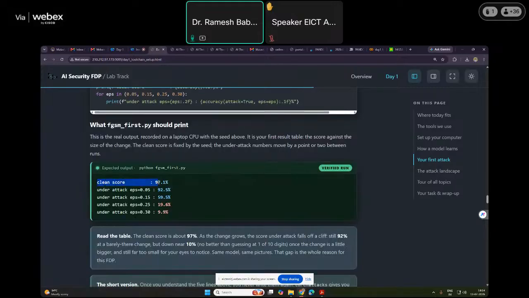So it will look something like this. It will give you clean accuracies and under attack accuracies for different values of epsilon. You can see here for 0.05, it is very good, 92.5%, not affecting this model much with evasion. But as soon as you increase epsilon to 0.3, it drops down to almost 10%, which is almost equivalent to guessing digits from 1 to 10.